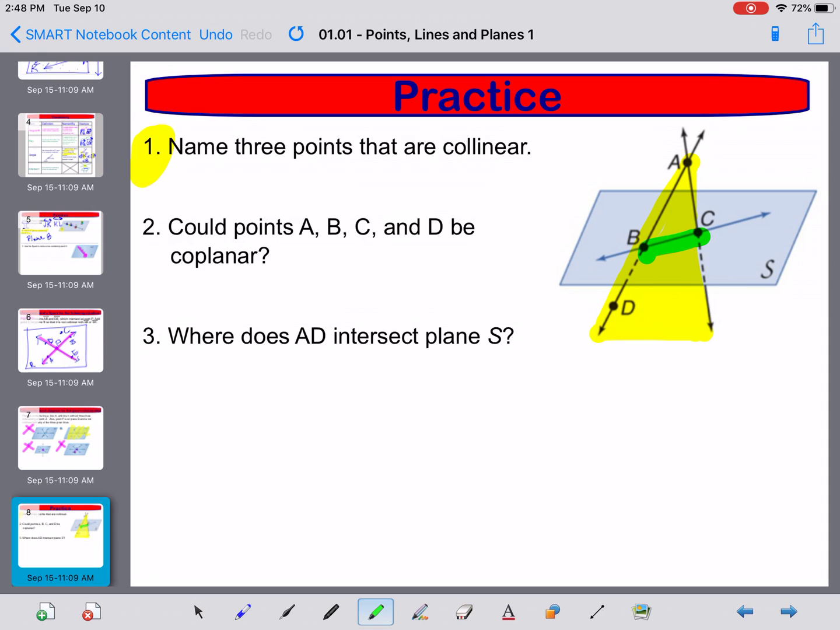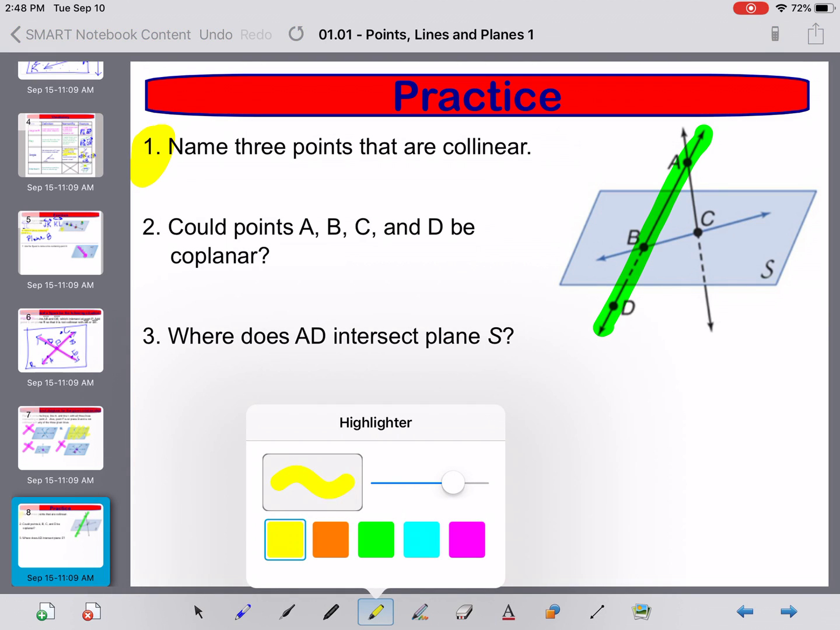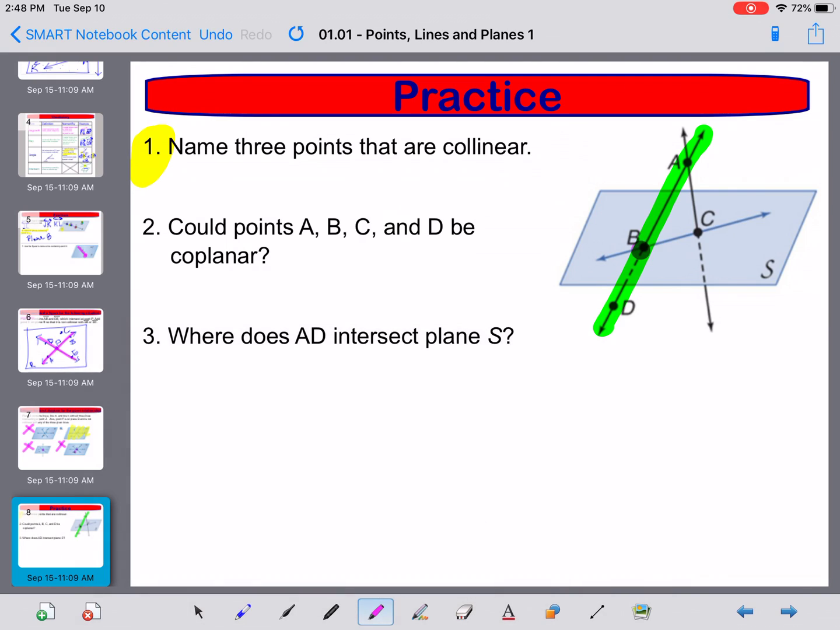A, B, C, and D are still another plane. As long as they have 3 non-collinear points, they make a plane. So that is a separate one. So plane S is a plane, and then you can say ABC, ACD. That's also a plane. So that's actually a yes. And the last one here, why don't you give this a shot? Where does AD intersect plane S? Remember, a line will intersect at a point. So right here, point B is where it intersects.